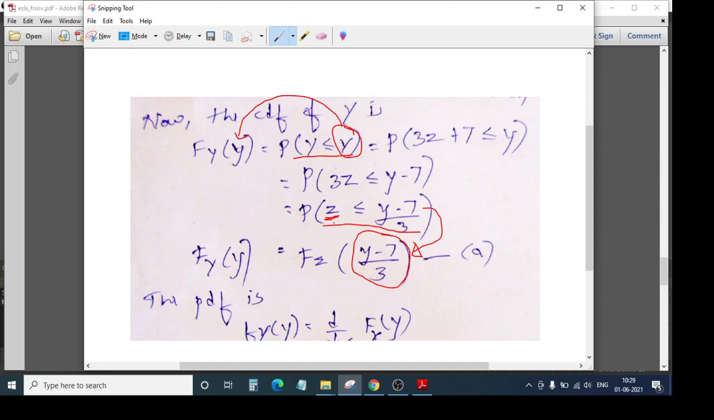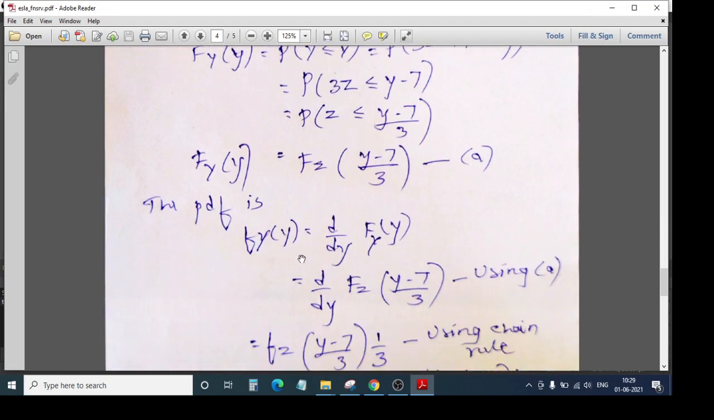Here the term is Z, so therefore what we have written is FZ. Here the term is Y, therefore what we have written here is FY. It is the CDF of Y, where the variable is small y. This is the CDF of Z, where its variable is (y minus 7) by 3. Okay, so this is understandable, I guess.